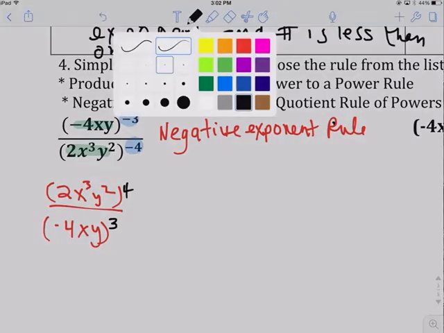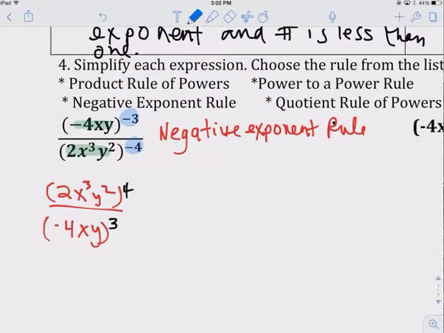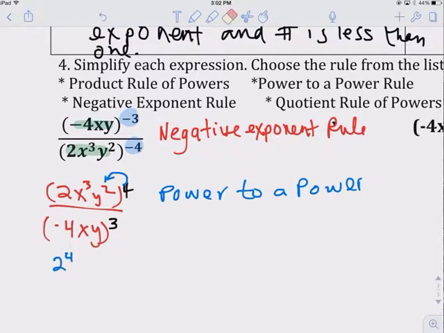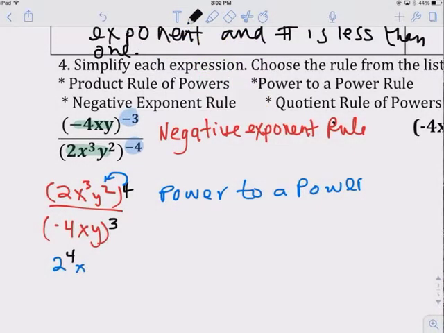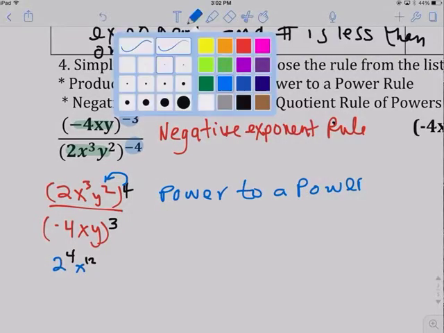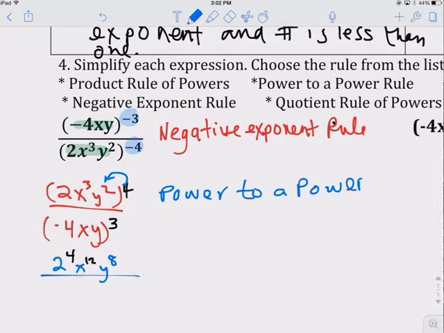Okay, then what property? What rule? Then it's power to a power, right? Power to a power. Get it? Power to a power. So 4 times 2, so 2 to the 4th. Does everyone see how we get 2 to the 4th? Yes. X to the 12th and Y to the 8th. And on the next one is negative 4 to the 3rd, X to the 3rd, Y to the 3rd.